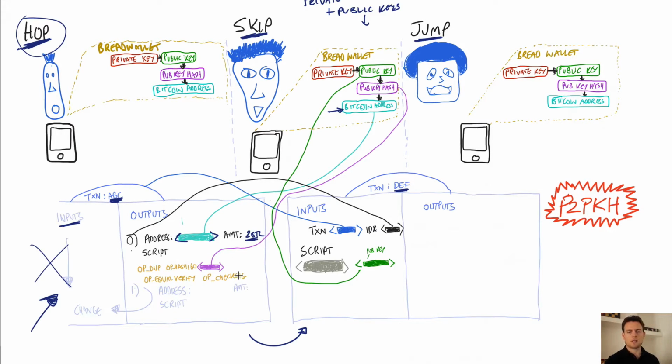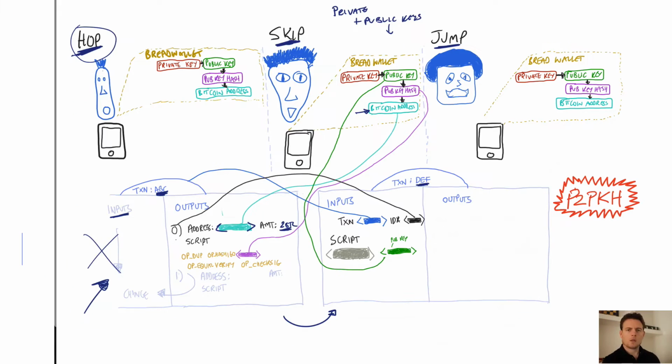I'm going to go through in detail in this video the different steps of this script and how they verify that this ensures that only Skip, and only Skip, can actually spend this Bitcoin. So that's how Skip comes to be in possession of, let's say, 2 Bitcoins.